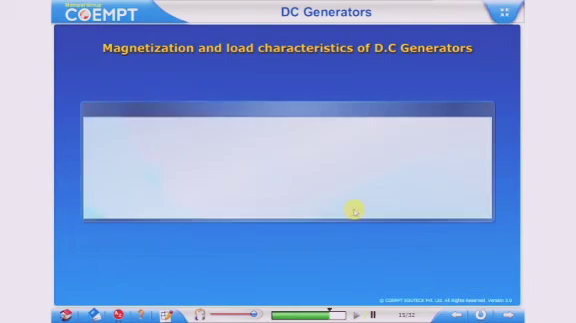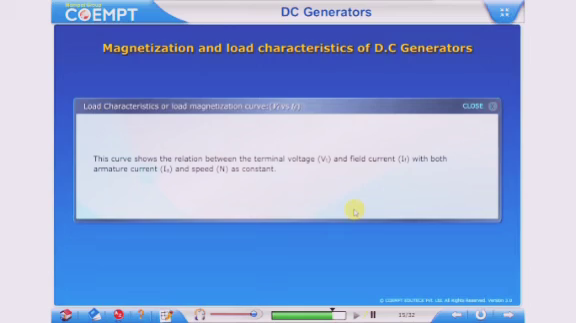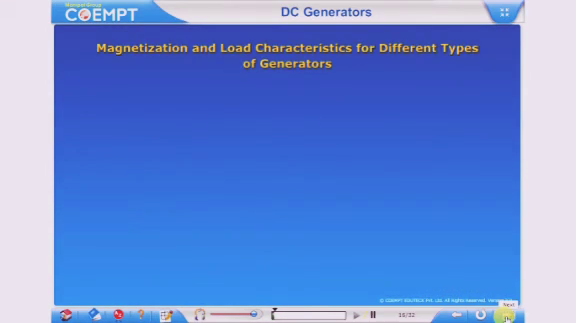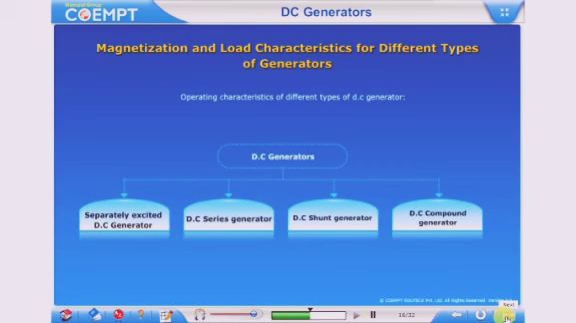Magnetization and load characteristics for different types of generators. The different types of DC generators are shown below, and their operating characteristics are discussed in further slides. Separately excited generators. The operating characteristics of separately excited DC generators are no load characteristics or open circuit characteristics and load characteristics. Click on each tab to know more.